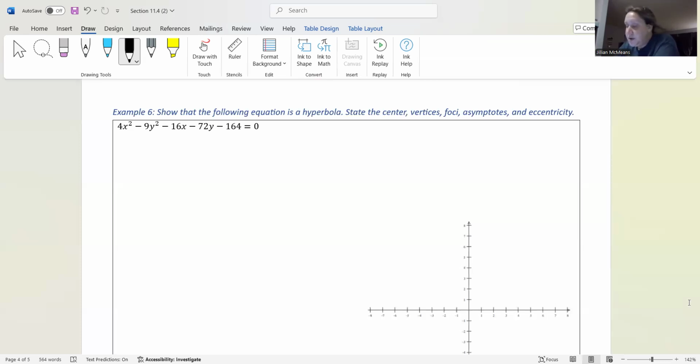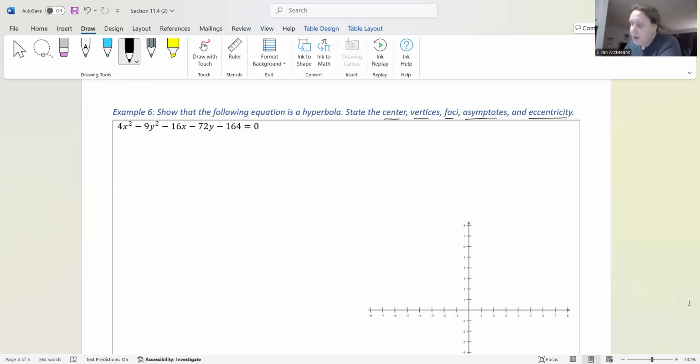So we're going to show that this is a hyperbola. We want to play around and see if we can get this into some kind of standard form. And then we're going to state the center, the vertices, the foci, the asymptotes, bless it, and the eccentricity. This is a long problem here. Do you remember when we were talking about an ellipse, we had this problem where we had to complete the square, but we had to factor first. We're going to have to do that here, but we're going to have to do it twice.